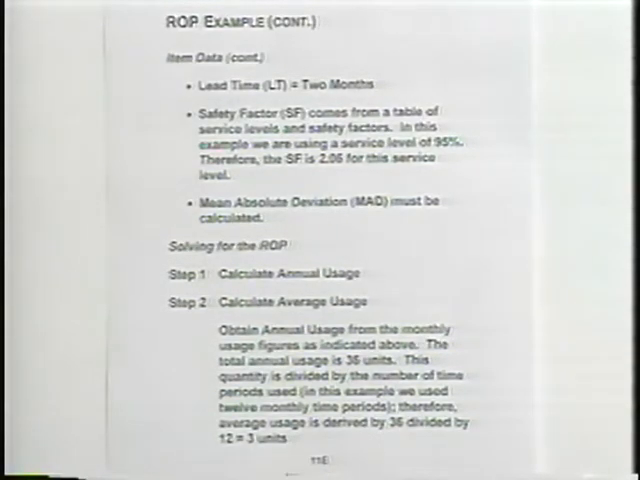So solving for the reorder point, the first step is to calculate annual usage. Well, we had our 12 months defined, we had our monthly usages defined. If we add that up, that represents a total of 36 units as indicated in step 2. We divide 36 by 12, and we get a monthly average usage of 3 units.